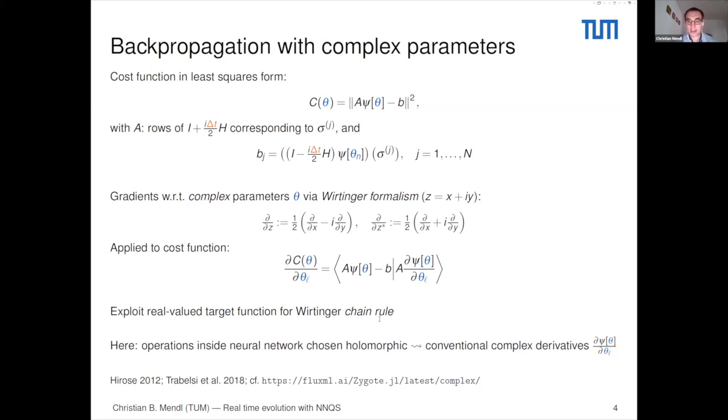And another aspect here is that we on purpose have chosen the operations inside the neural network to be holomorphic. So psi itself, so to say, is a holomorphic function of the network parameters, and this has the advantage that we can use conventional complex derivatives inside the wave function, so to say.